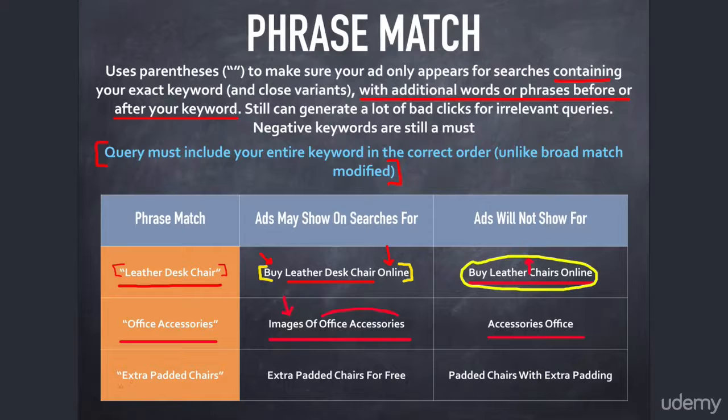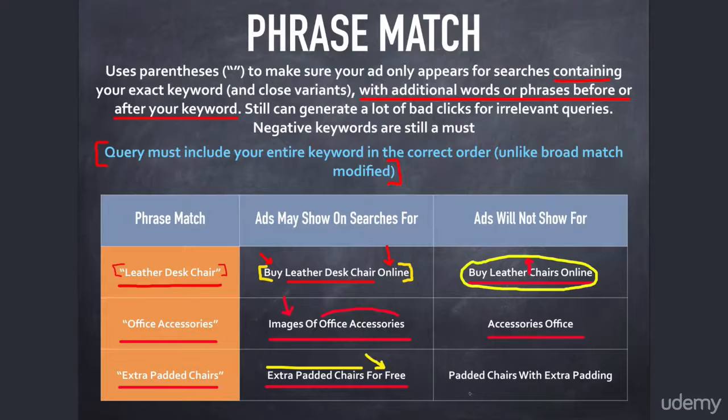Another example, extra padded chairs. That's my phrase match keyword. Extra padded chairs for free is eligible to show my ad because our entire keyword in the correct order is contained, extra padded chairs, and for free is appended. And that's okay because phrase match allows for additional elements of the query to be appended or prepended to the phrase. So just keep that in mind.